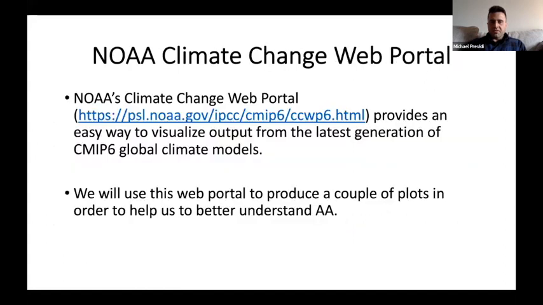So I wanted to spend a couple of minutes just describing what NOAA's climate change web portal is. And then, as Mike said, there's a set of instructions on the Earth to Class website that tell you how to generate a few simple plots using this web portal. So after I spend a couple minutes introducing this, I would like to maybe just take like a 5-minute break where you all try to generate these plots using the instructions that were provided. And then we'll resume and we'll discuss the plots.